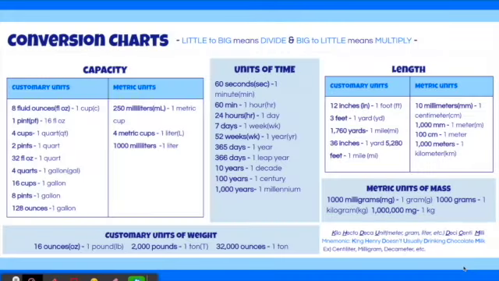Alright, let's get started with the first question. Before we get started, this is a conversion chart you can use throughout this video. It has conversions of all different kinds of measurements, including capacity, time, length, and more. Okay, moving on to the first question.